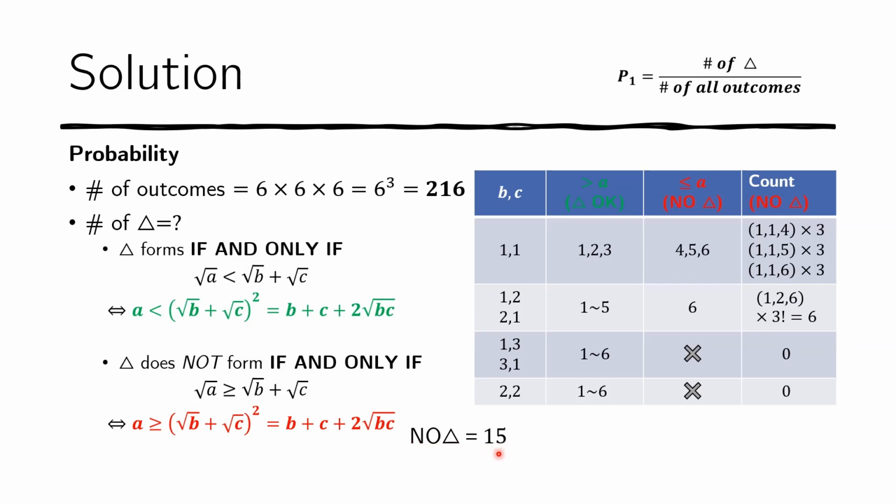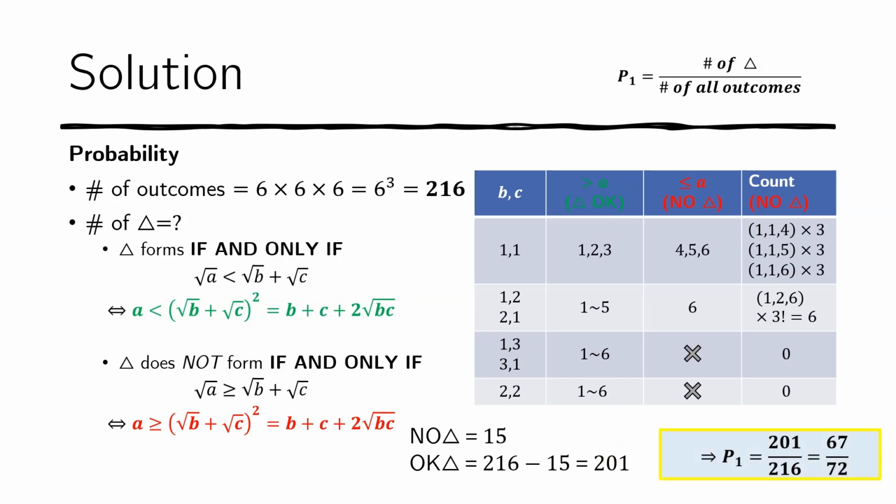And so the number of possible triangles would be 216 minus 15, which is 201. And then now we have something to put in the numerator, which is 201. And so we obtain the following probability: 201 over 216, or if we divide the numerator and the denominator by 3, we get 67 over 72.